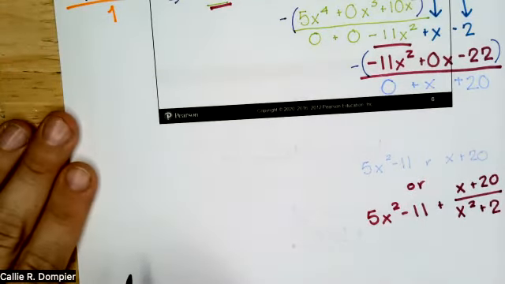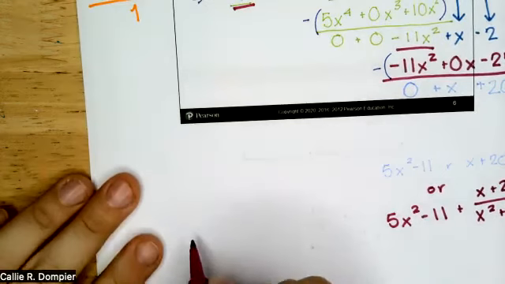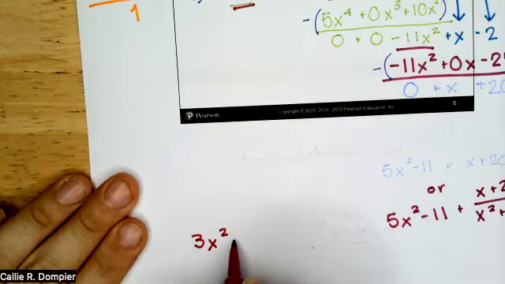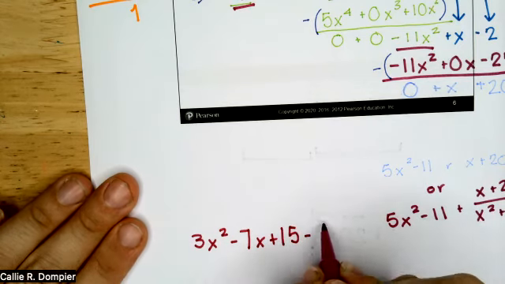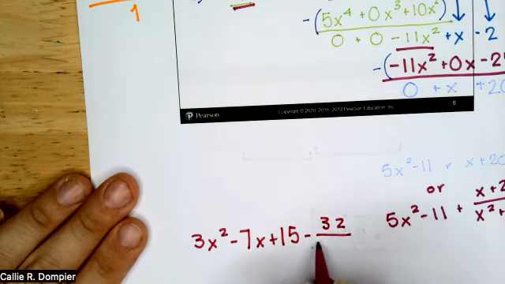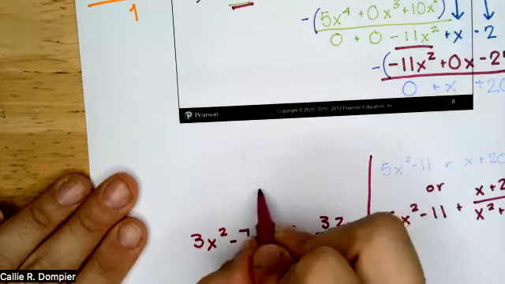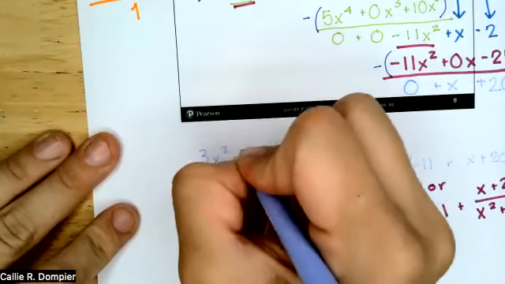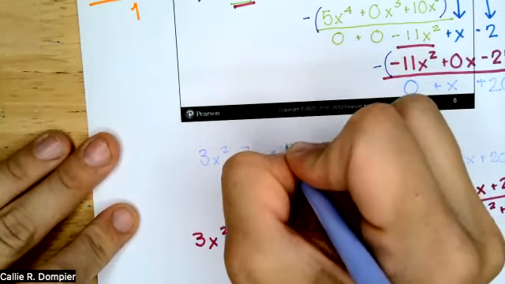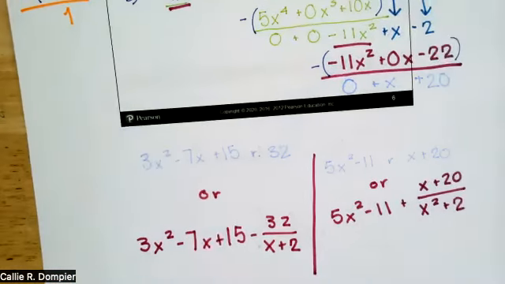And you guys are free to go. For A, I just want to rewrite that answer so that it's super clear. 3x squared minus 7x plus 15 minus 32 over x plus 2. Or 3x squared minus 7x plus 15 remainder negative 32. Good?